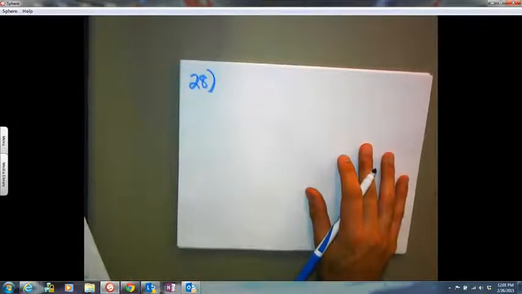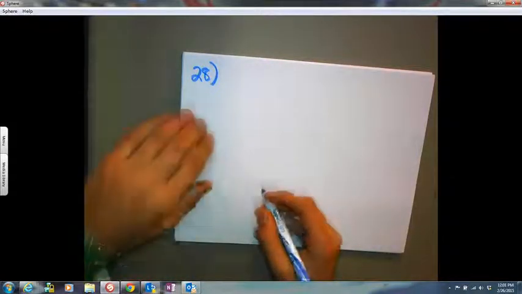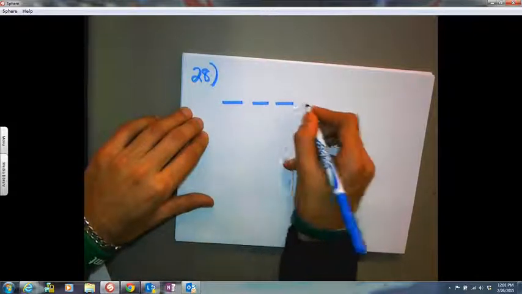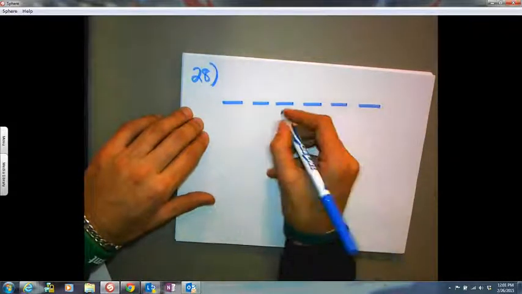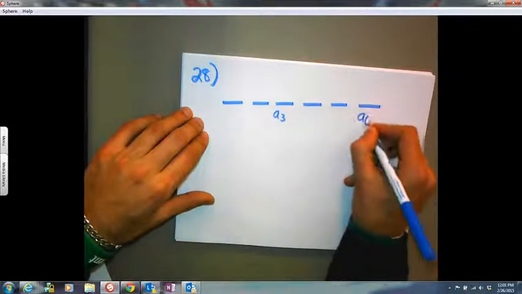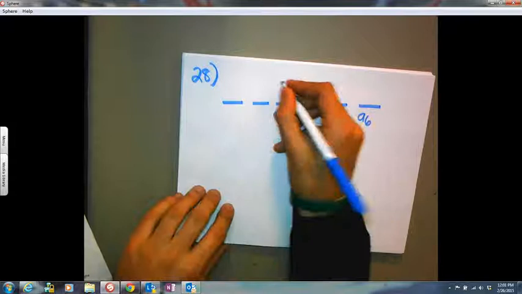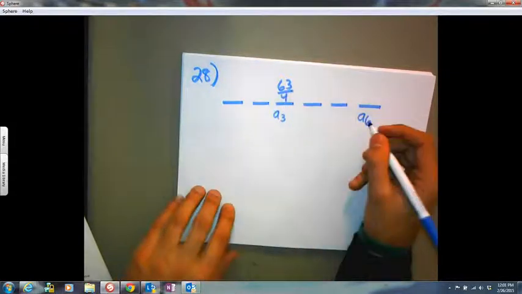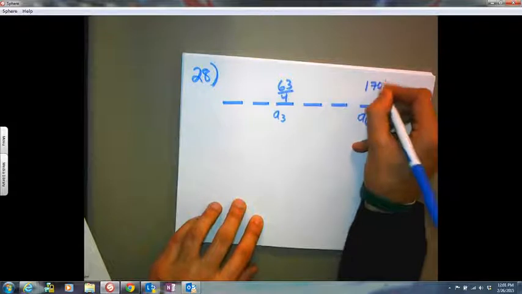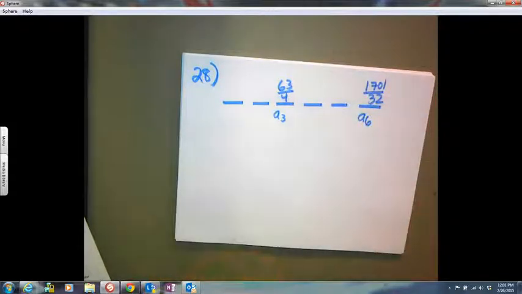Okay, number 28. Now, number 28 is similar to problems we've done with arithmetic sequences, except now we're going to have geometric. So it tells me A3 and A6. So A3 is 63 over 4, A6 right here. And they've told me this is geometric. They have to tell you whether it's geometric on a problem like this.